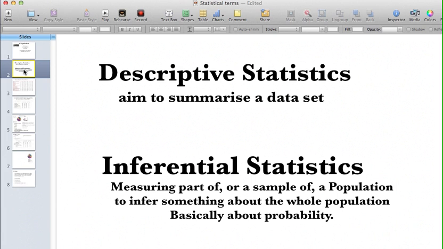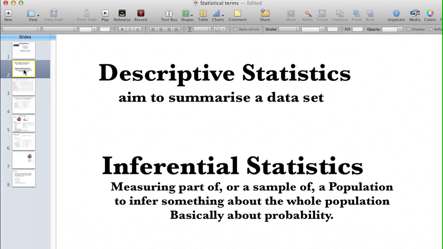But look, we won't go into that too much at the moment because it's not really as important as this other distinction, which is the distinction of inferential statistics. Now, as they say, it's about inferring something. The difference with inferential statistics and descriptive stats is that in inferential stats, you're generally measuring a sample of a population rather than the whole population.